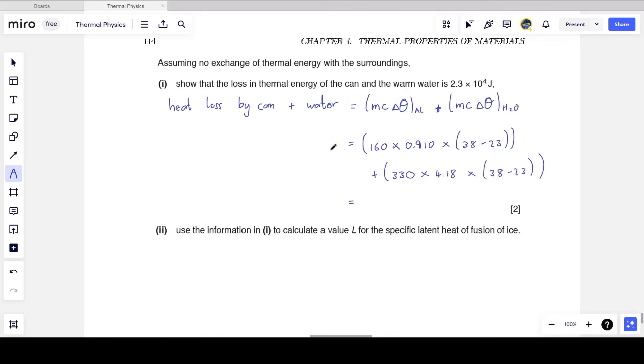Okay, so again, the negative sign will just be for convenience. And if I do this, guess what? I get the heat lost by the can and the water to be 2.3 times 10 to the power 4 joules as required.